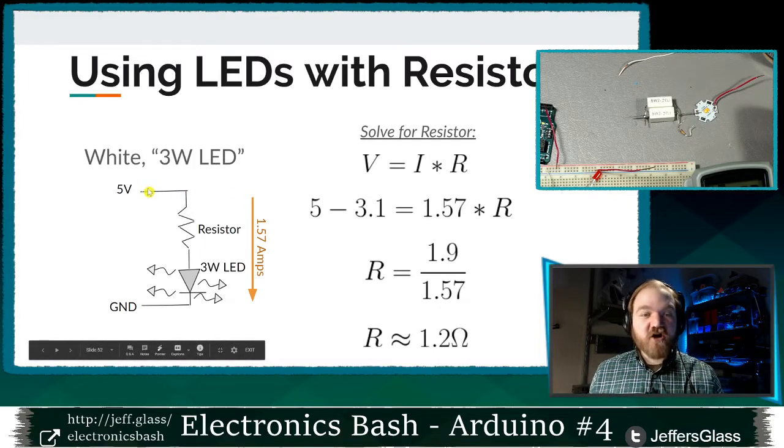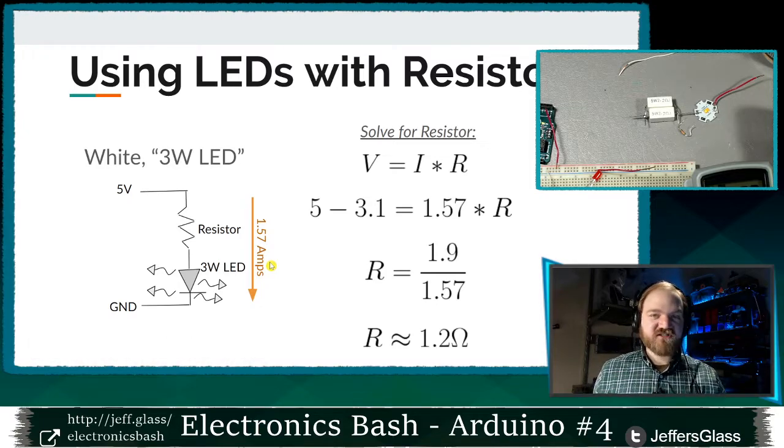ohms. So in this circuit, if I take 5 volts and I put a 1.2 ohm resistor in line with an LED, any LED with a forward voltage of about 3.1 volts, I'm going to need a resistor of about 1.2 ohms to allow 1.57 amps to flow through so that 3 watts come out of the LED. Make sense?